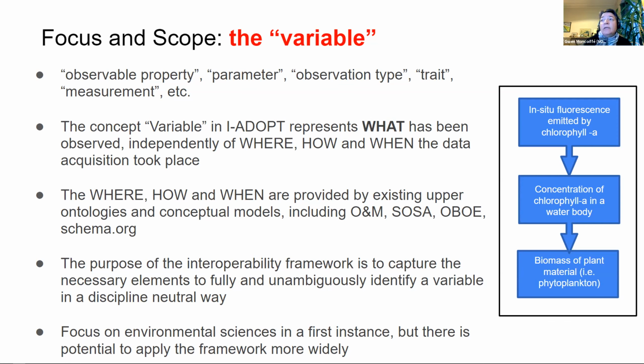So the purpose of the interoperability framework is to capture the necessary elements to fully and unambiguously identify a variable in a discipline-neutral way. Our focus, as you will notice, is environmental sciences in the first instance, and this is because we are mainly coming from an environmental science background. But we believe, and we already know, that there is potential to apply the framework more widely.